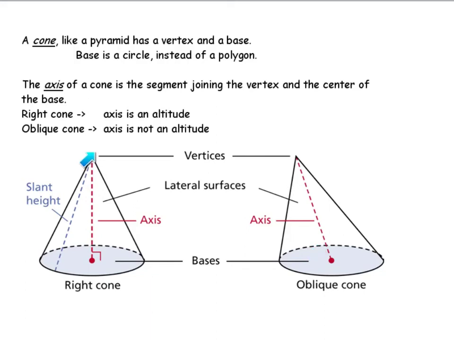The other thing, too, is the slant height's still the same. It's still from the vertex down to the base itself. And we're going to use the slant height yet again in our formulas when we're talking about finding the area or lateral area and surface area of our cones.